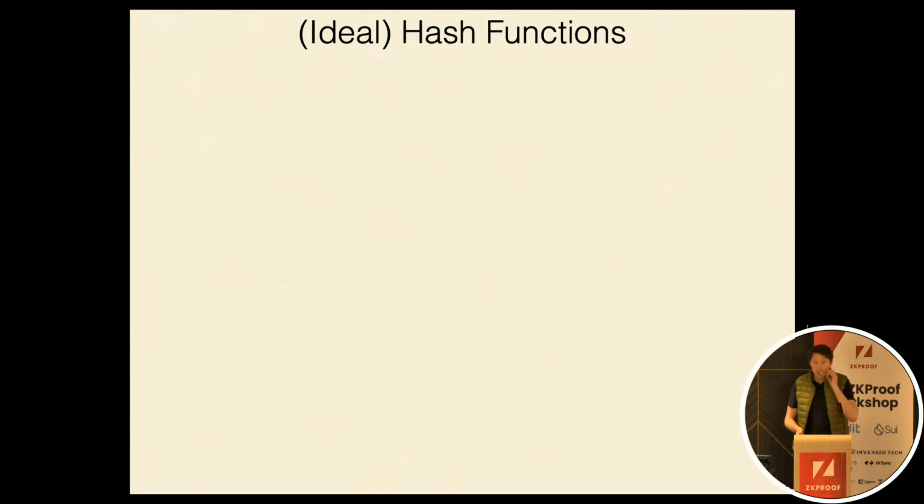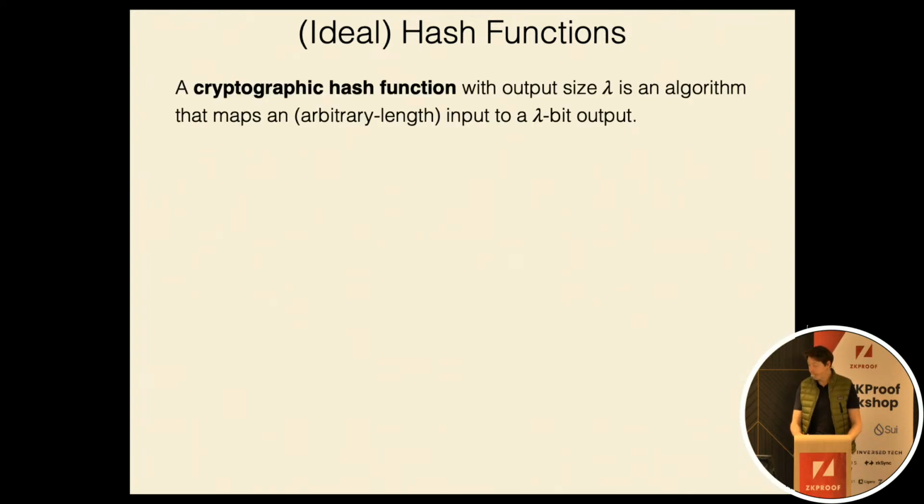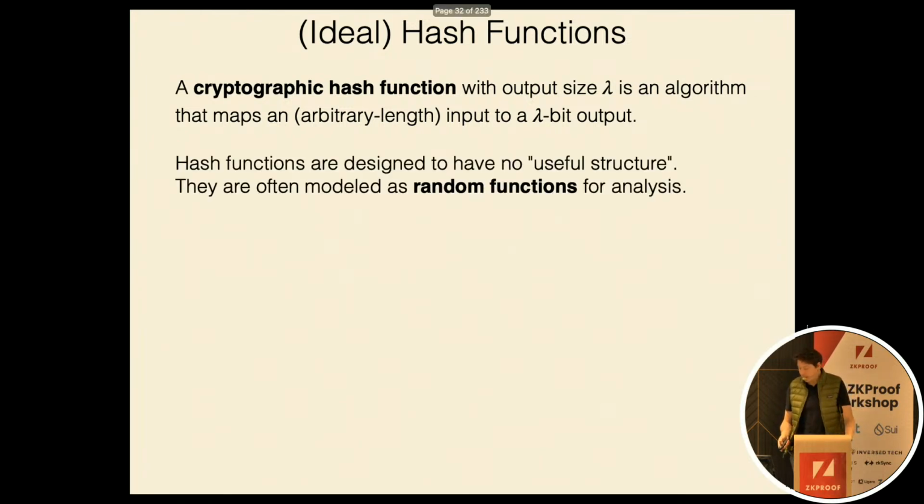Okay. All right, so I said that today I want to tell you about succinct arguments from hash functions, specifically ideal hash functions, so let's briefly talk about them, okay? A cryptographic hash function is an algorithm that maps an arbitrary length input to some output of a certain size, the size being, let's say, the security parameter, okay? And hash functions in the real world are designed to have no useful structure, okay?